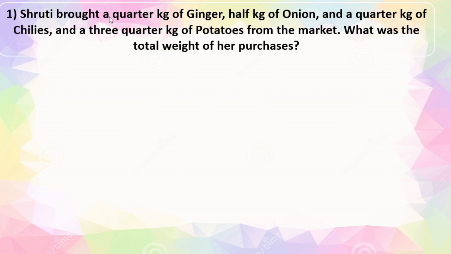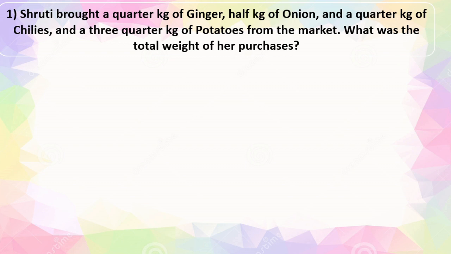Shruti brought a quarter kg of ginger. Please remember this, quarter kg, 250 grams, of ginger, half kg of onion and a quarter kg of chilies and 3/4 kg of potatoes from the market. What was the total weight of her purchases? Yes, dear children, this exercise is at the end of this chapter. So it includes the length, about the mass and about the volume.